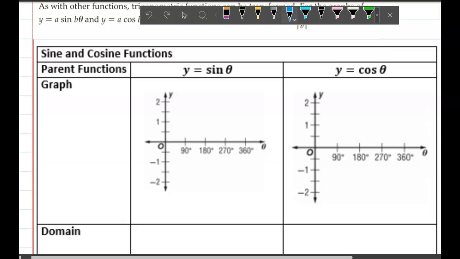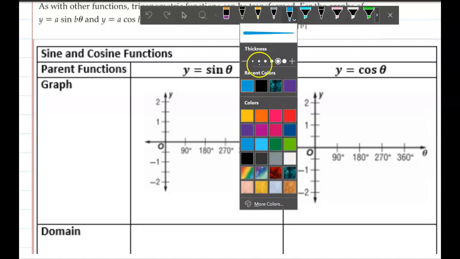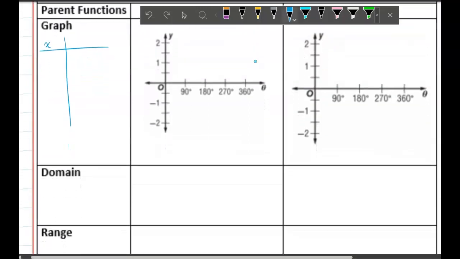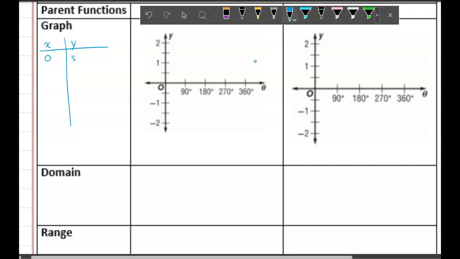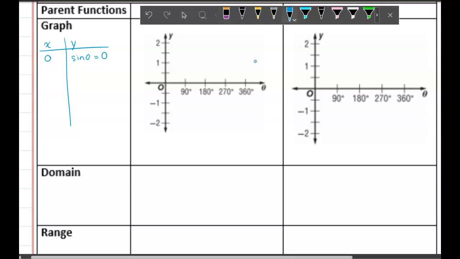If you were to make a t-table and you took the sine of 0, so here's x and here's y. When x is 0, the sine of 0 is... or, excuse me, I misspoke. I'm thinking about cosine already. The sine of 0 is 0. You put it right here at the origin.